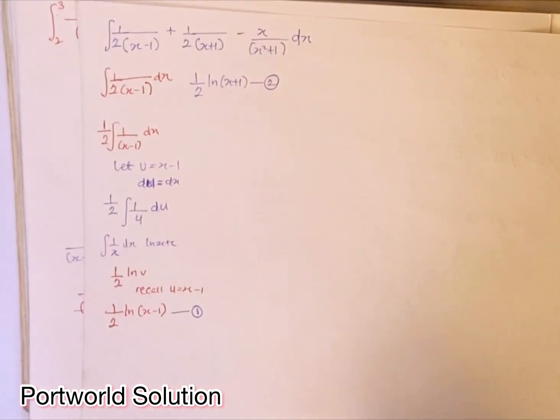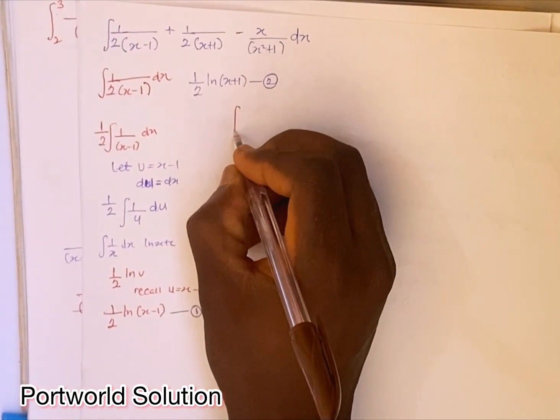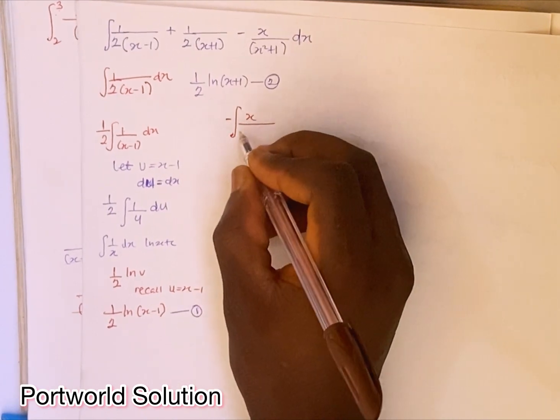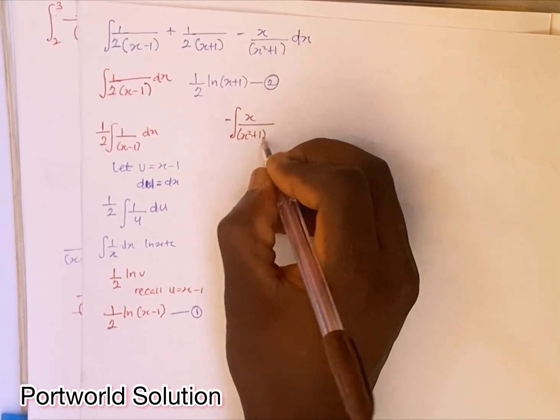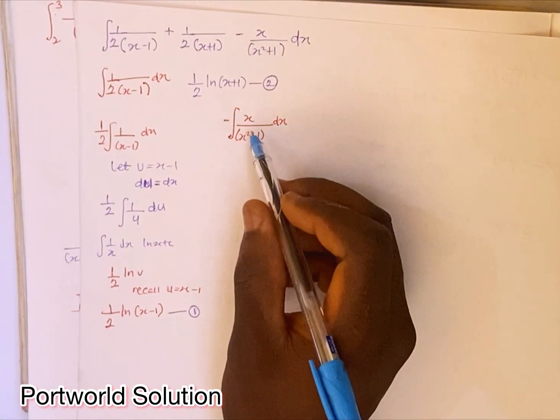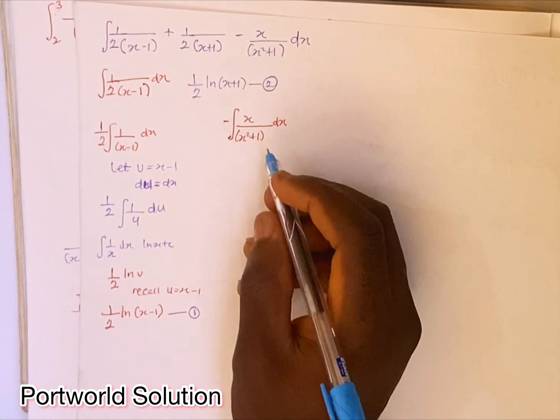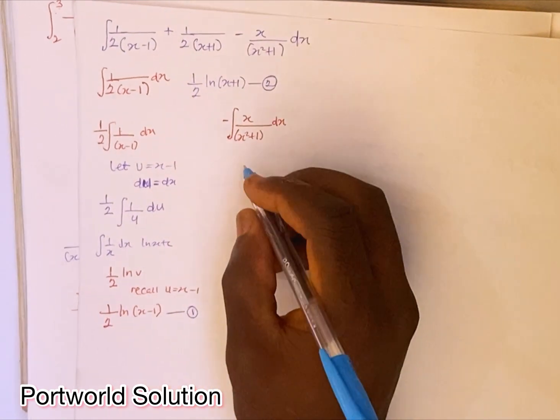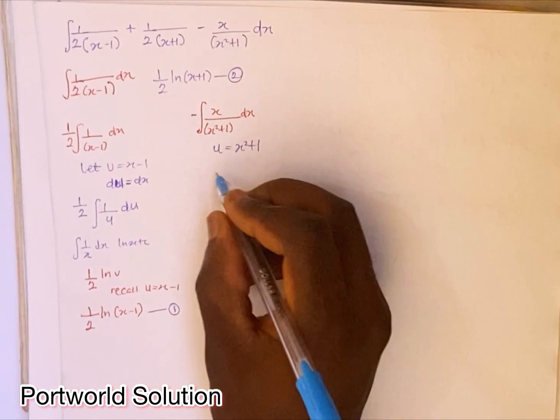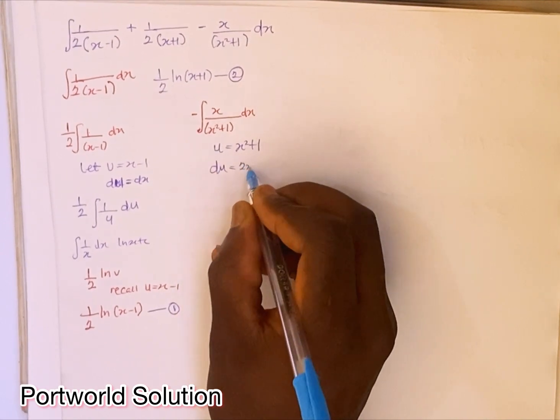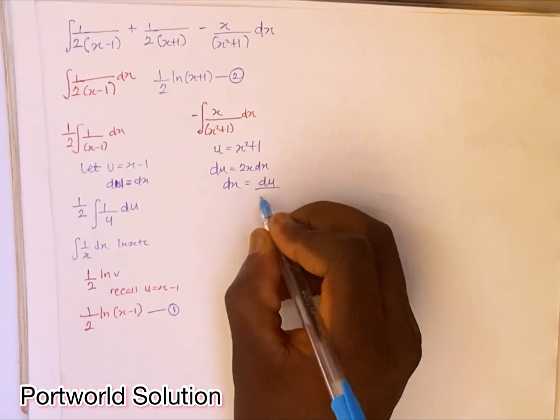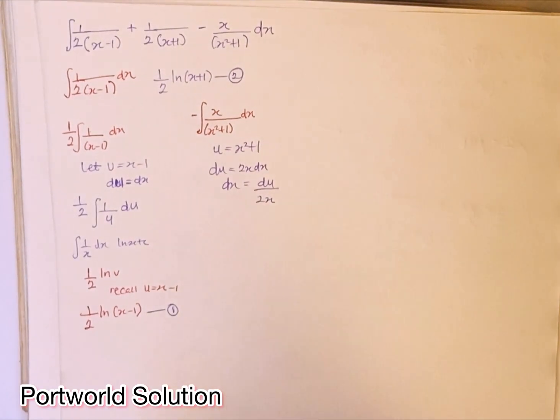But the last one, if you look at it very well, I'm going to have negative integral of x divided by x squared plus 1 dx. So I'm going to use my substitution method here, because I can't just go ahead and say this one is just natural log of, no, it's not natural log. I'll use my substitution method. So u equals x squared plus 1, right? So du equals 2x dx, right? Then my dx equals du divided by 2x. That's it.